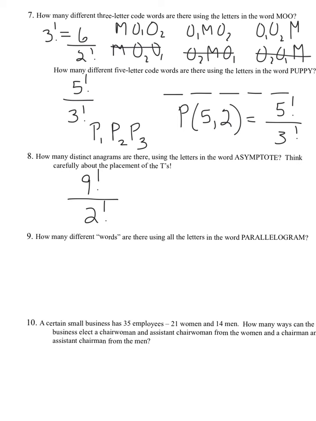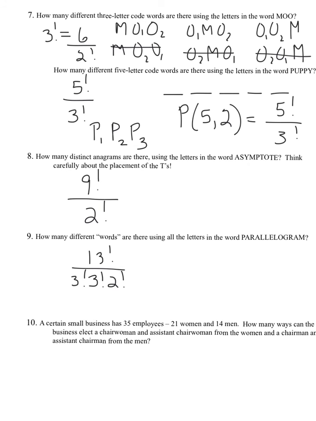Parallelogram happens to have 13 letters, I believe. So that's 13 factorial. But then notice how many A's I have. I have 3 A's, so I need to divide that by 3 factorial to get rid of those reproductions. I have 3 L's, so I need to get rid of those reproductions. And let's see, what else do I have? I have 2 R's, so I need to divide by 2 factorial.